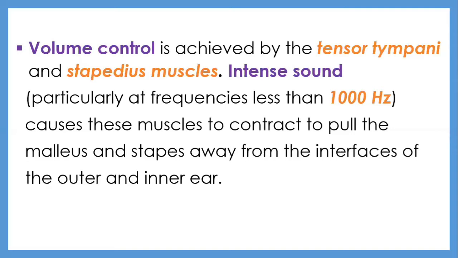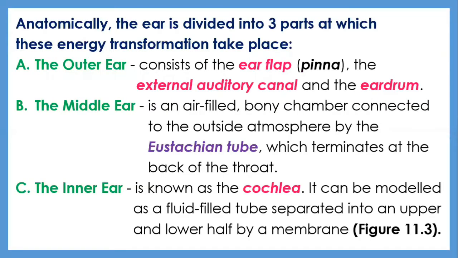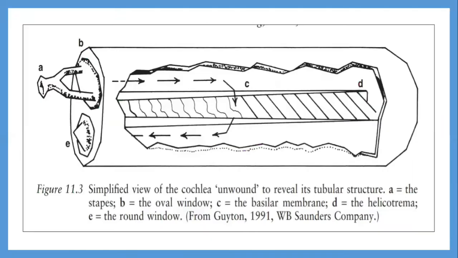And like I said earlier, anatomically, the ear is divided into three parts. We have the outer ear, the middle ear, and the inner ear. Now, as you can see, the inner ear is known as the cochlea, right? Now, it can be modeled as a fluid-filled tube separated into an upper and lower half by a membrane, as shown in figure 11.3. Figure 11.3 shows a simplified view of the cochlea unwound to reveal its tubular structure.